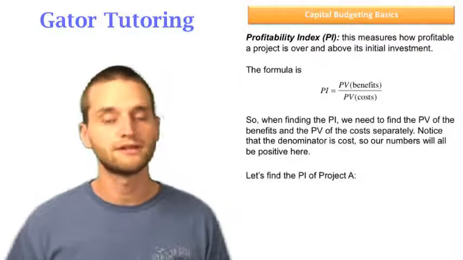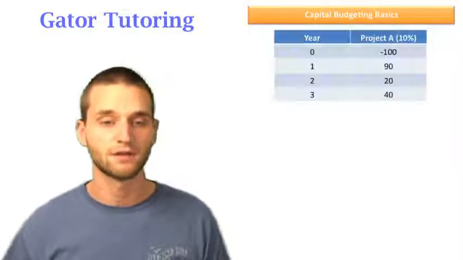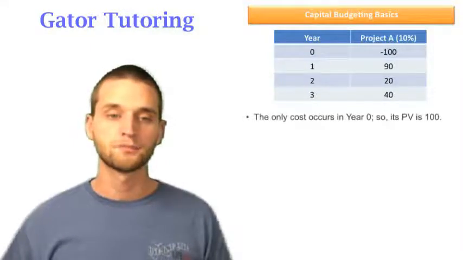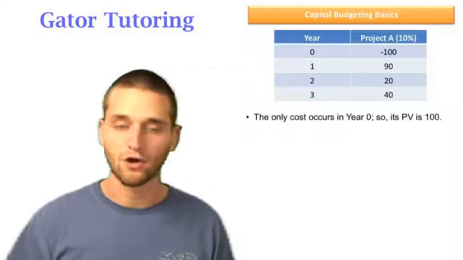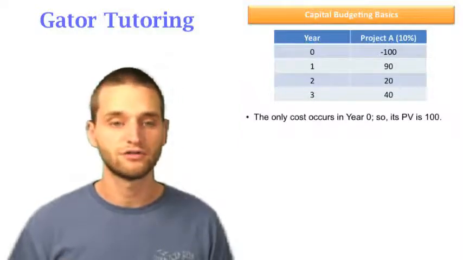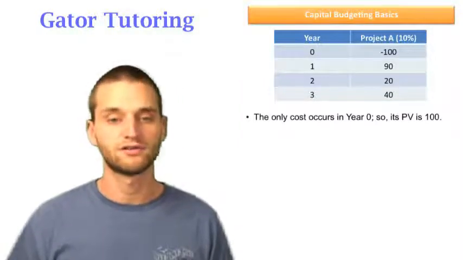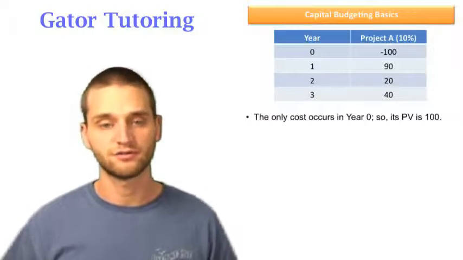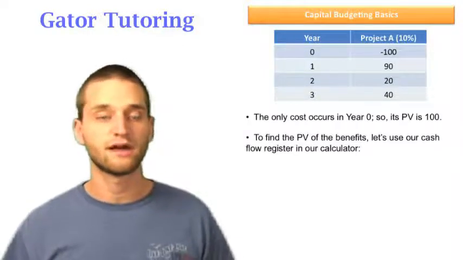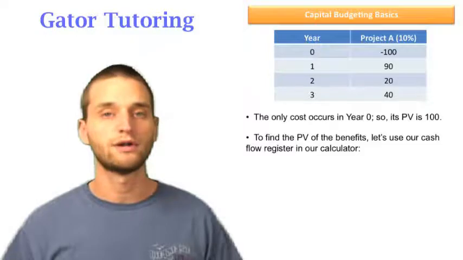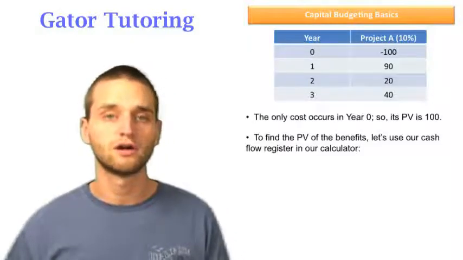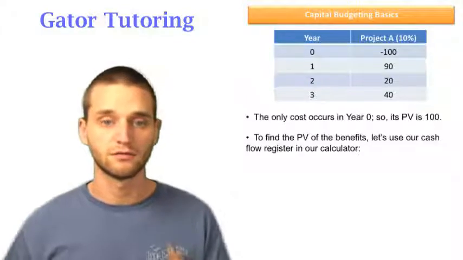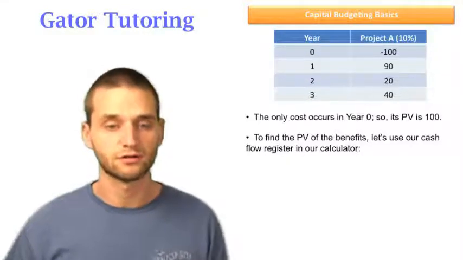So, let's find the profitability index of Project A. Here's Project A again. We need to find the present value of the costs, and the only cost we have is the one in year 0, which is already the present, so the present value of all the costs is just $100. We need to find the present value of the benefits. Well, the easiest way to do that, we can just use our cash flow register in our calculator and ignore the cash outflows, the negative $100 that occurs in year 0.